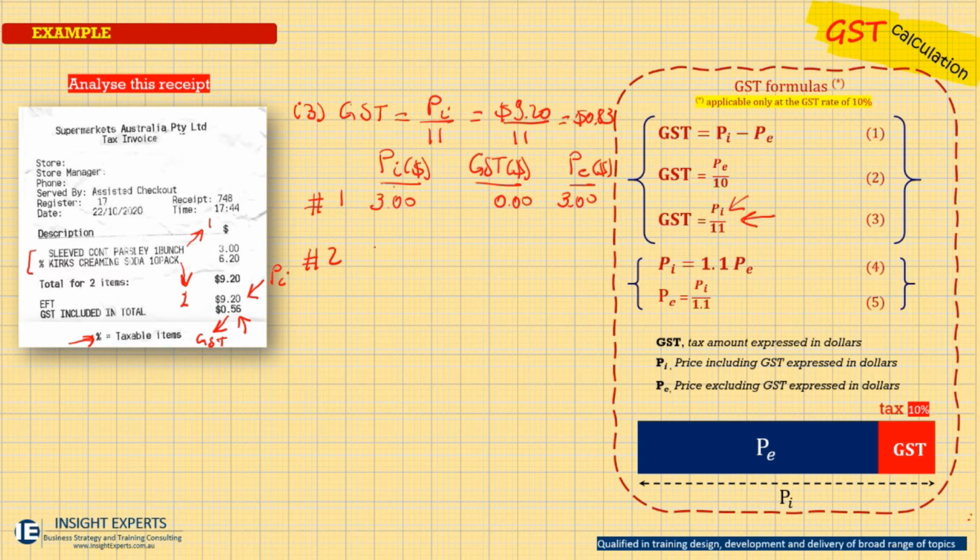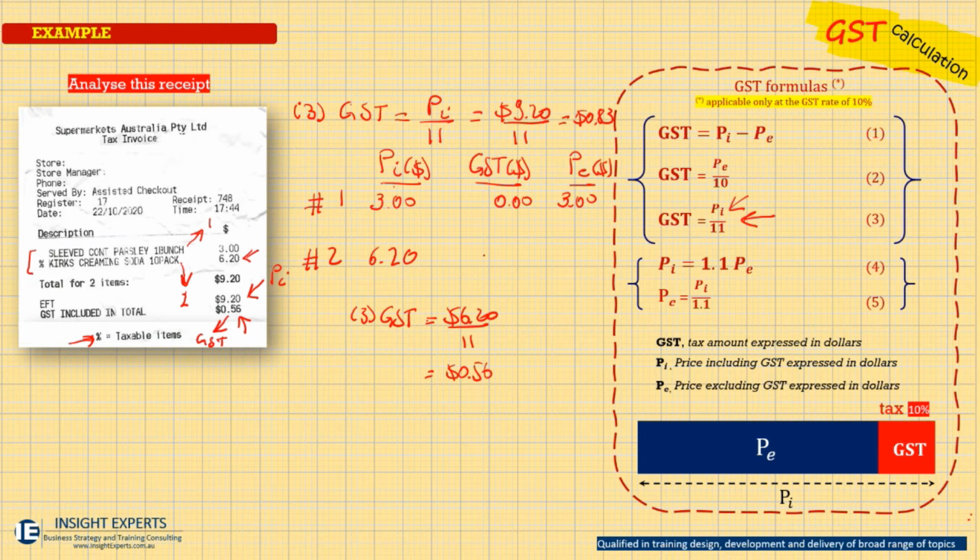The customer paid $6. Oops, let me just fix that. $6.20. The GST payable on it is as per equation number 3. So if you come to equation number 3 here, the GST amount is equal to $6.20 over 11, which is equal to 56 cents.